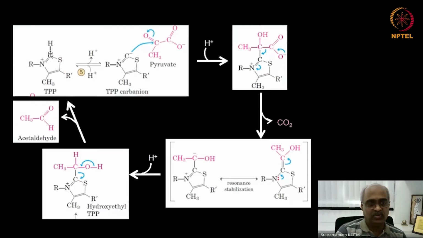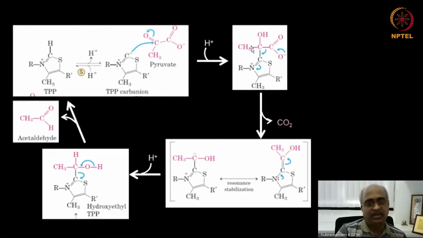So this is the thiazolium ring. Here there is a slightly acidic carbon which can readily dissociate this proton and become a carbanion. And we have already learned at the very beginning, even before we got into metabolism, that these carbanions can readily attack a carbonyl carbon, because this is an electrophile and this is a nucleophile. And that leads to the formation of this intermediate.